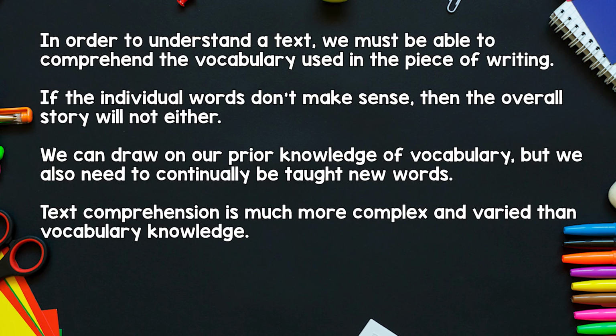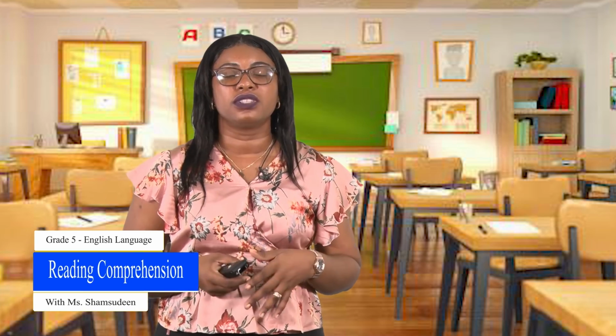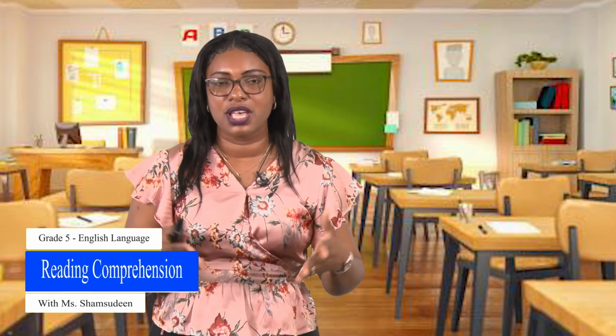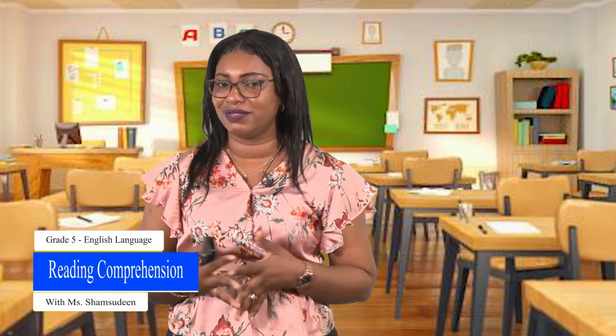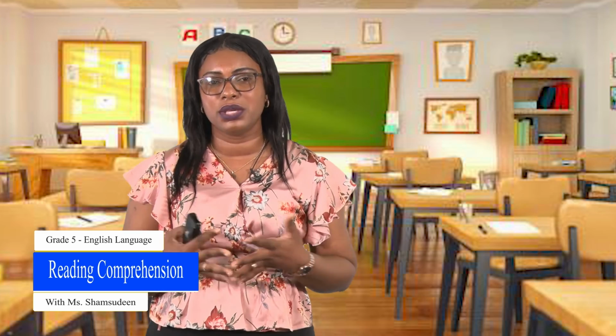Text comprehension, which is much more complex and varied than vocabulary knowledge, can be done through the use of text comprehension strategies such as monitoring for understanding, answering and generating questions, summarizing and becoming aware of and using a text structure to aid comprehension. And then to understand what you have read, we try to answer open-ended questions that mostly begin with what, where, who, why, and how. So there we would have had it.